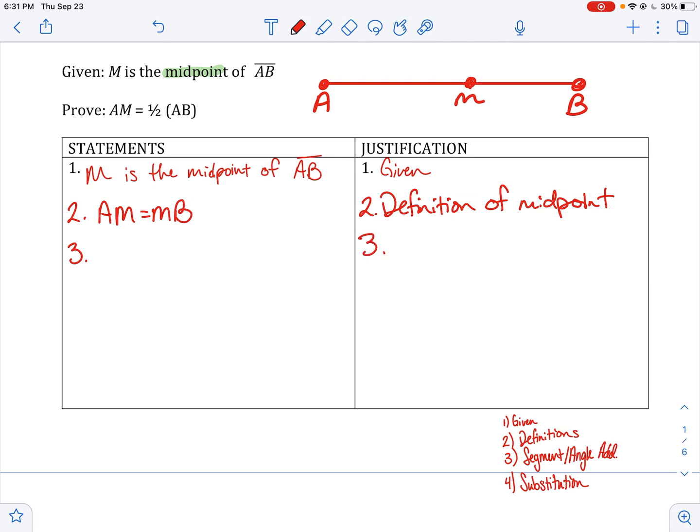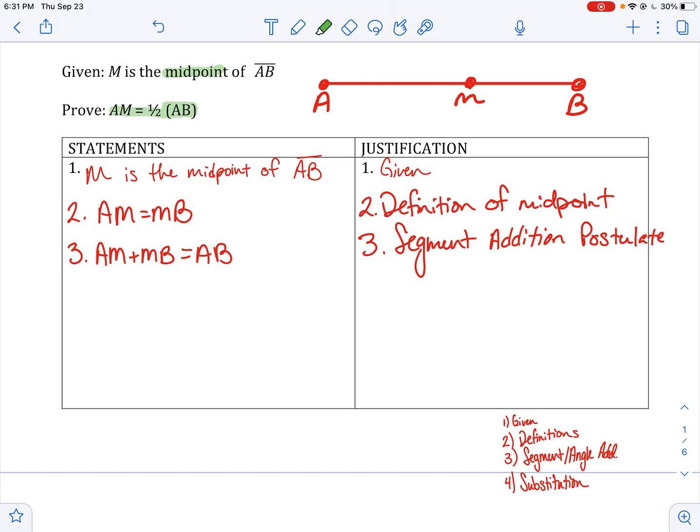And then I do my segment addition postulate. But what does segment addition postulate look like? Well, it looks like AM plus MB equals AB. Part plus part equals the whole segment. And I'm going to stop right there. I'd like you to pause the video and see if there's anything you can substitute to get just AM and AB in your equation.